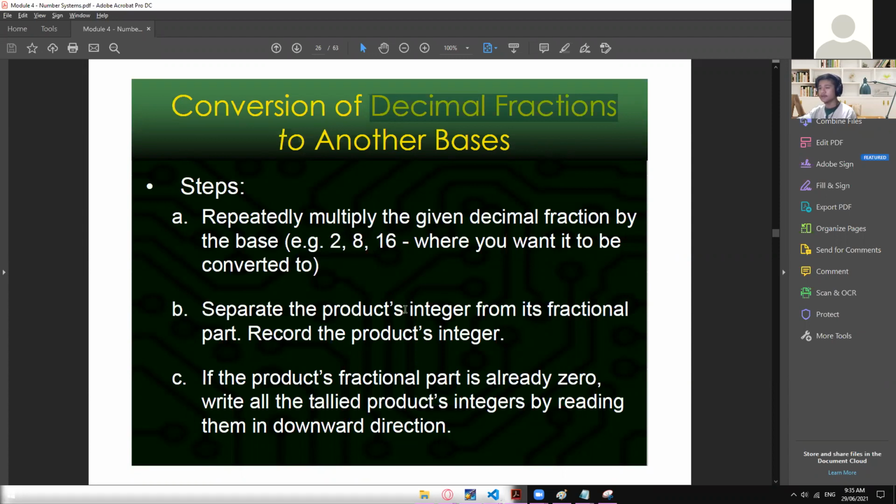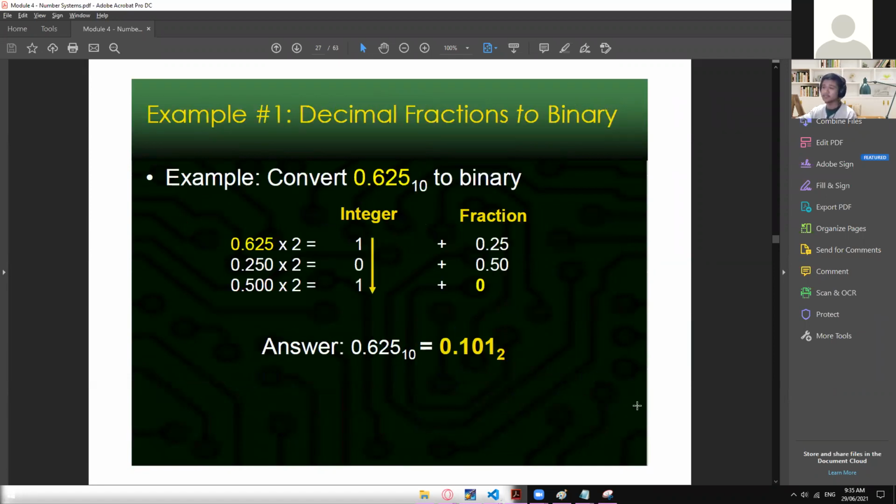Then separate the product's integer from its fractional part and record the product's integer. If the product's fractional part is already 0, write all the tallied product integers by reading them in downward direction. We cannot dissect this one by one, so the best way to understand it quickly is with an actual example. So let's have example number 1 for decimal fractions to binary.